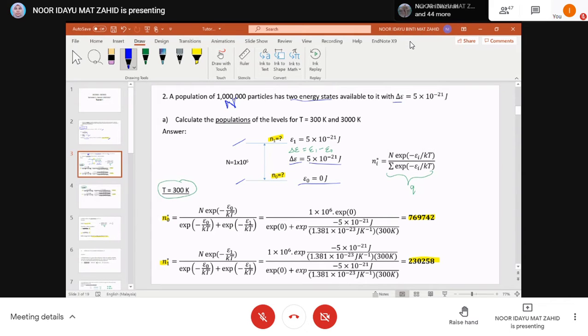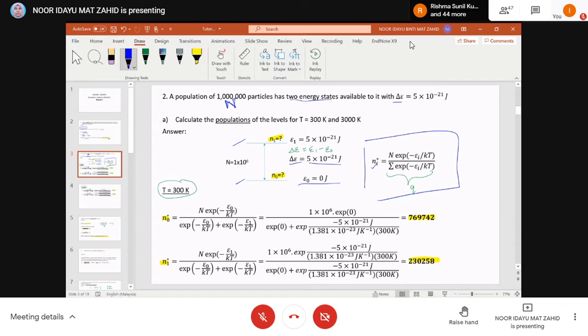So population means the number of particles in each particular energy state. It can be represented by N. N is the number of population or the number of particles in each energy state. So Ni, the subscript i just indicates which energy state or energy level, which can be N0, N1. In this case just N0 and N1. This is actually from the lecture note. If you add an asterisk, it can also represent the Boltzmann distribution.